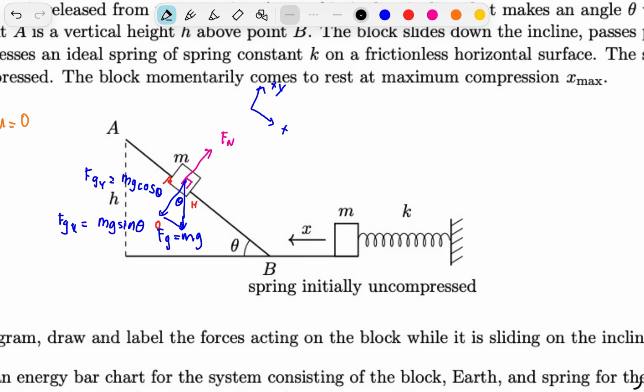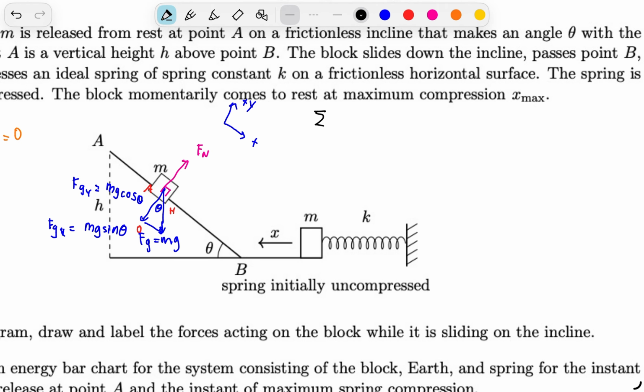Now, we can take our forces that are in the perpendicular direction to our incline and set that equal to 0. We have that our normal force acts upward, and we have an mg cosine theta force that is acting downward that's equal to 0. So our normal force is equal to mg cosine of theta.